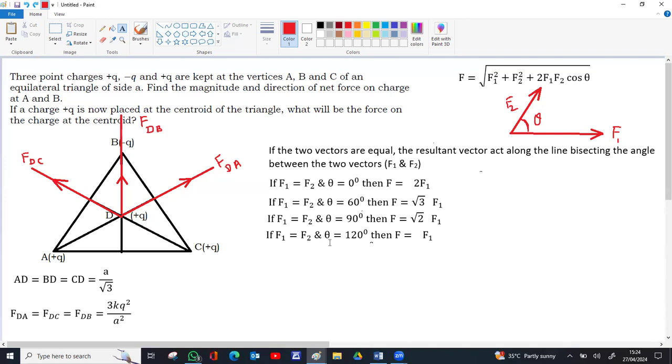Subtracting, if they are equal, will be 0. When you apply it here, cos 180 is minus 1. So F1 square plus F1 square, 2F1 square minus 2F1 square will be 0. So these are important results to add vectors at different angles.